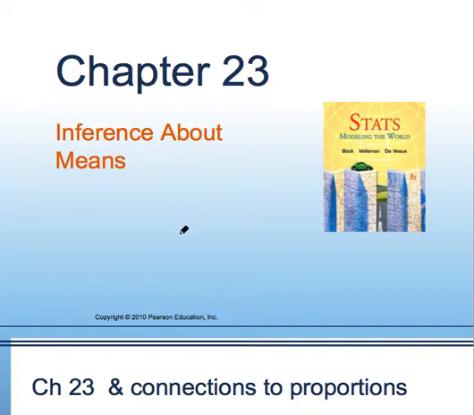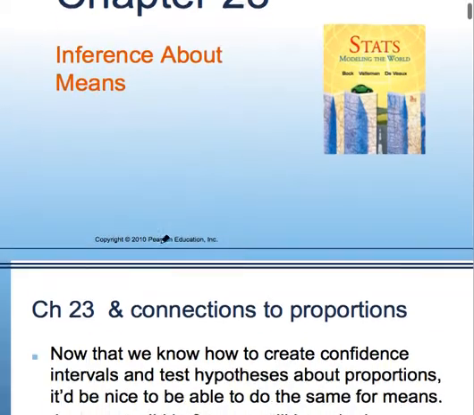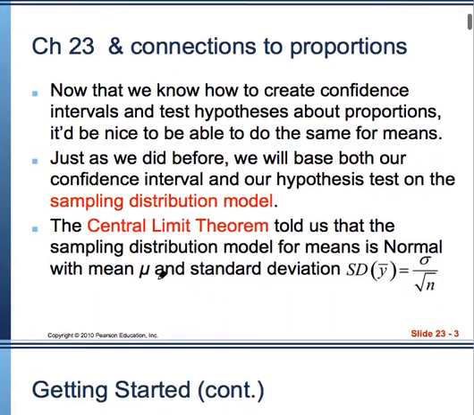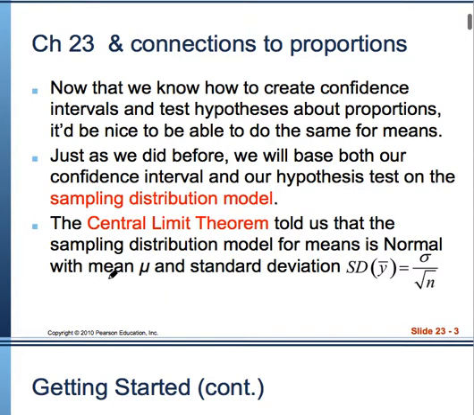The rest of the focus for Unit 5 was all on proportions, but now we're going to start talking about means. Okay. So we've created confidence intervals and tested hypotheses about proportions with one group and with two groups, and now we want to do the same thing for means. Just as we did before, we base both our confidence interval and our hypothesis test on the sampling distribution model, and that was the experiment that we did with the Hershey's Kisses and tossing them up in the air and which way they would land.